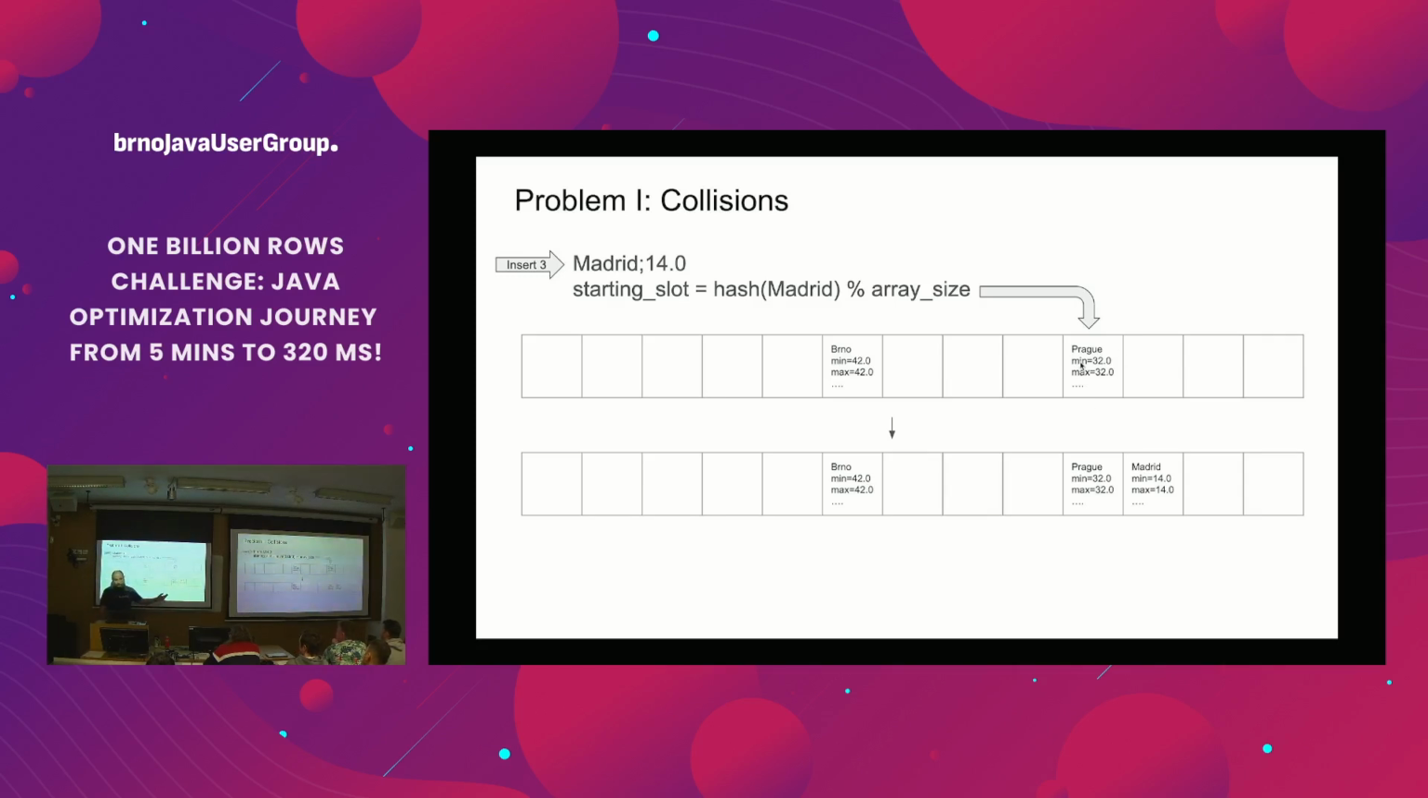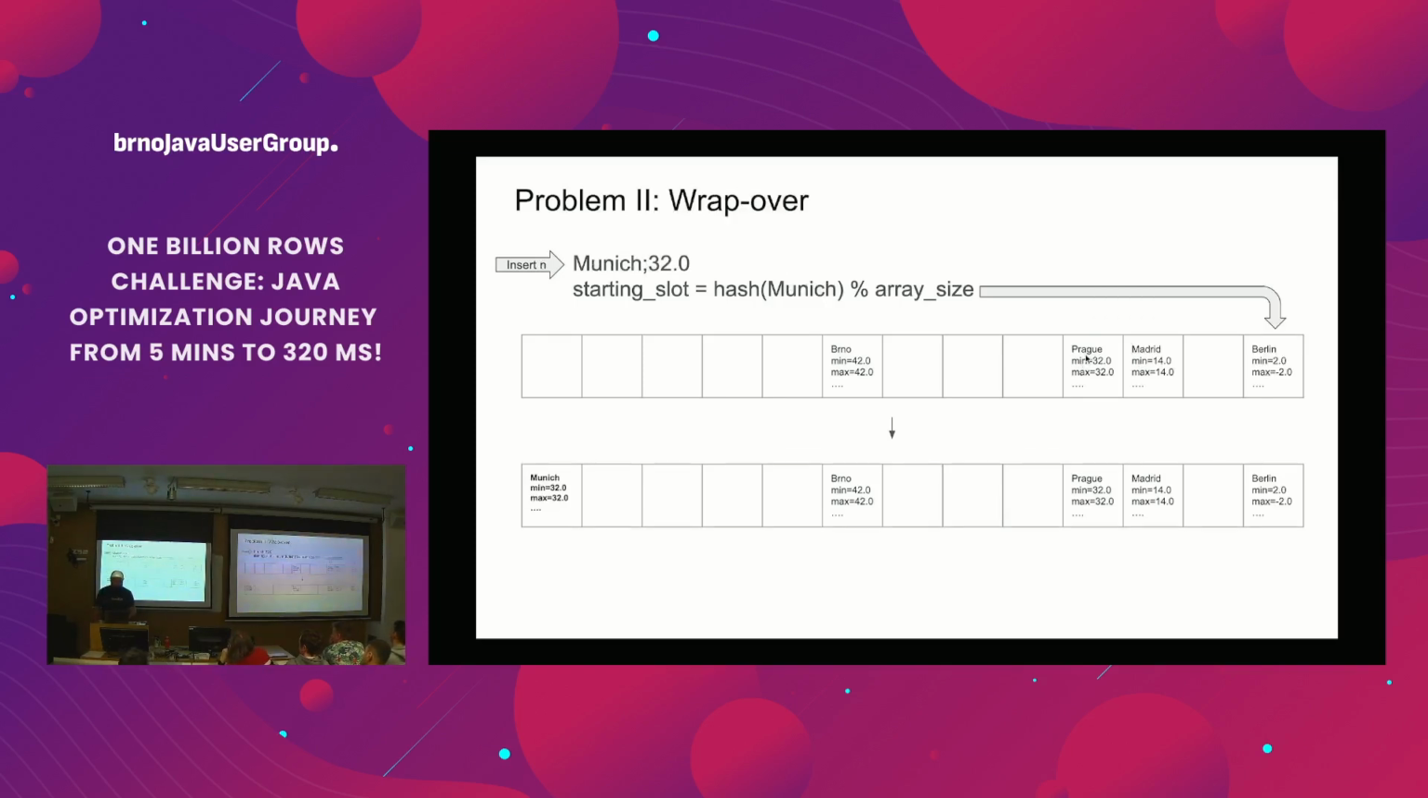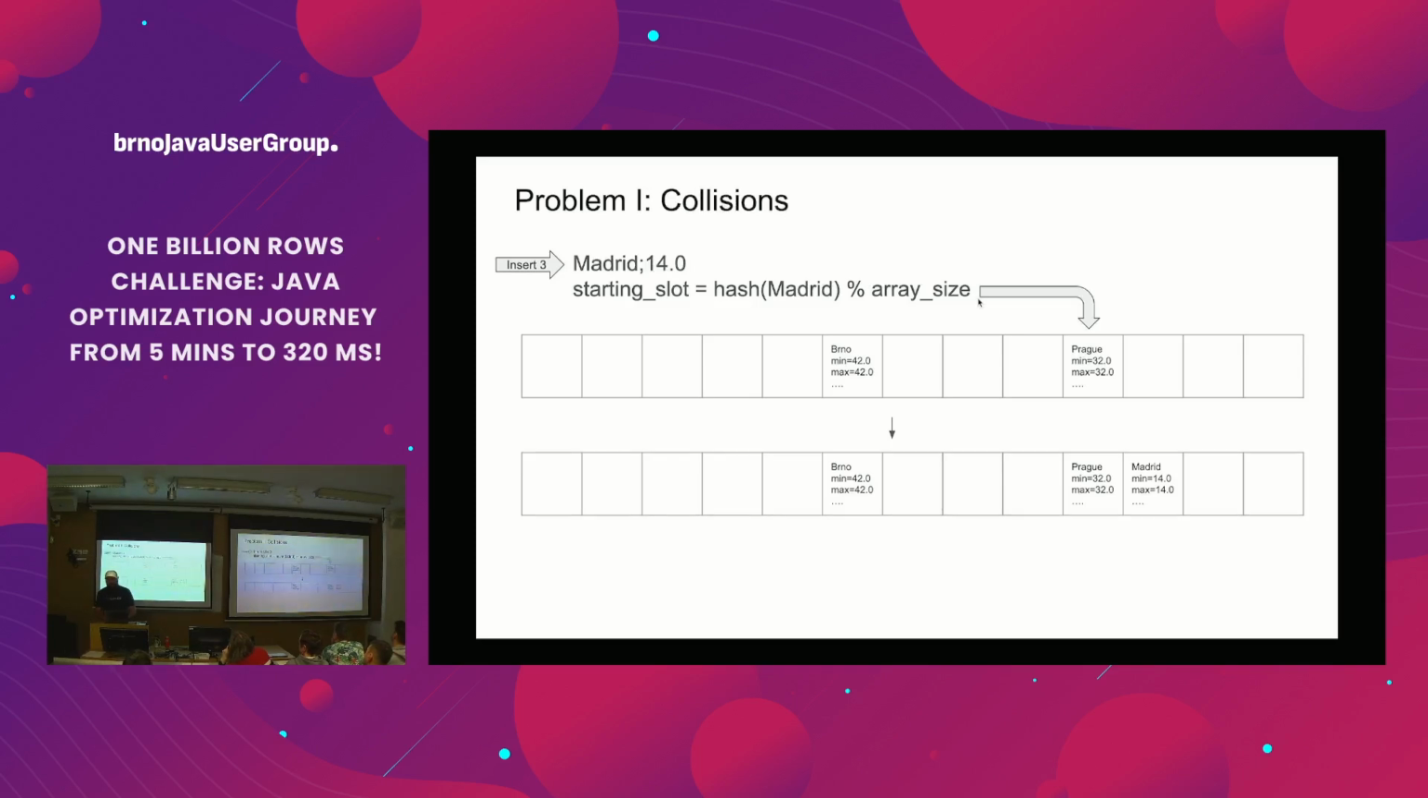And I do the exact same thing as I was doing before with the array. I do a lookup. Is it empty? No, it's not. Okay, is Prague the same name as Madrid? It's not, then I move to the right. Okay, is it empty? Yes, it is empty. I insert it. So this will be the output if there is a hashing collision.